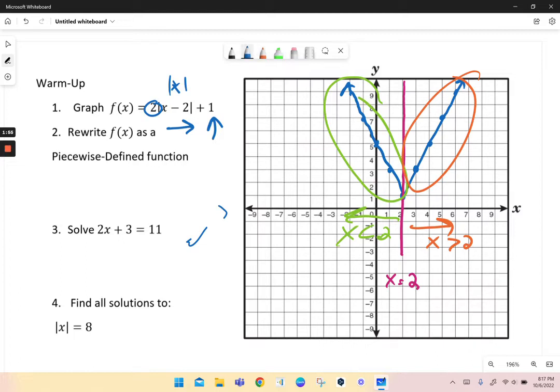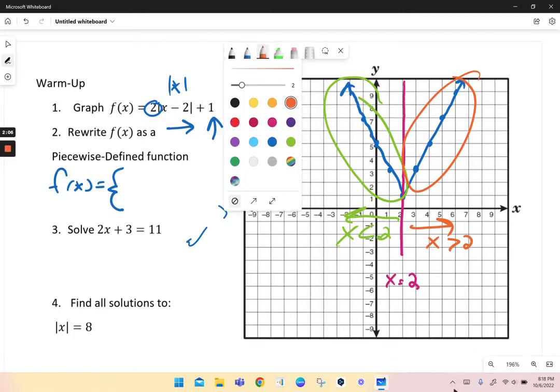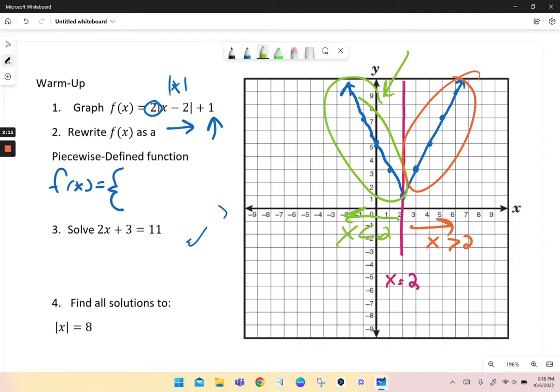So let's start with this first one. f of x is going to equal, and we always write it with braces. And we usually start with the one on the left. It's not wrong if we don't, but it's what we want to do. So we're going to start with this piece on the left. And so we're trying to write the equation of this linear function. And linear functions, we usually just write in slope-intercept form, y equals mx plus b, where the m is the slope and the b is the y-intercept.